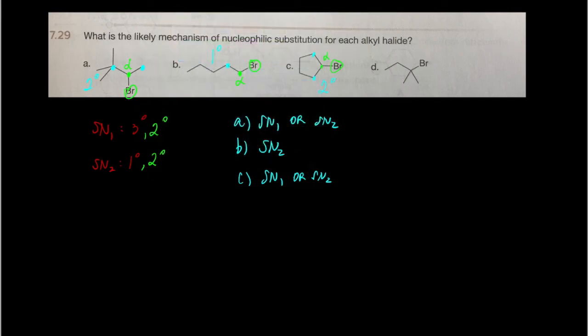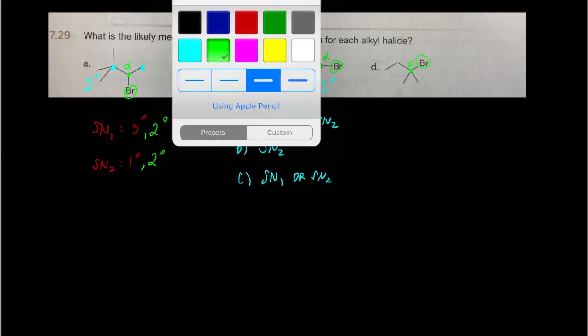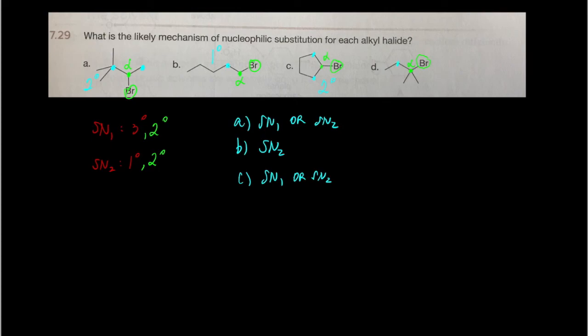In molecule D, we have the halogen. This carbon right here is the alpha carbon, and then we count the carbons that are attached to that alpha carbon. There are three, so we call this a tertiary alkyl halide. Tertiary alkyl halides react exclusively by SN1 because the tertiary carbocation is very stable, and it can't be SN2 because it's just too sterically hindered for the nucleophile to kick off the leaving group.